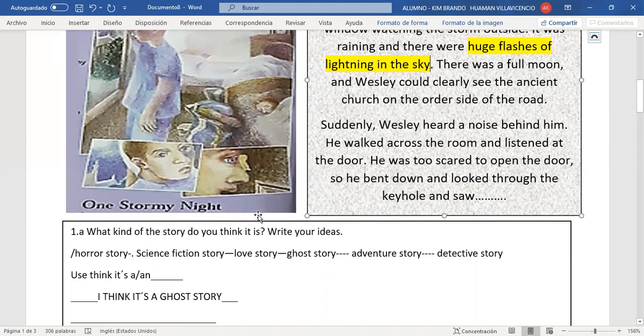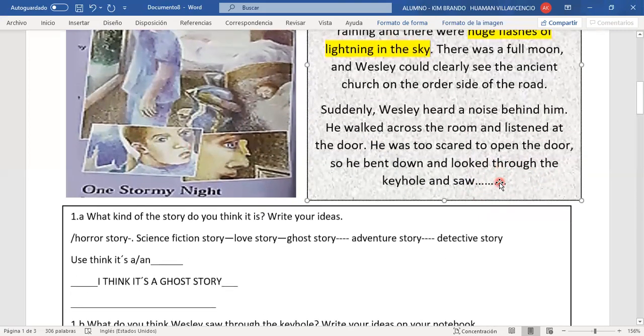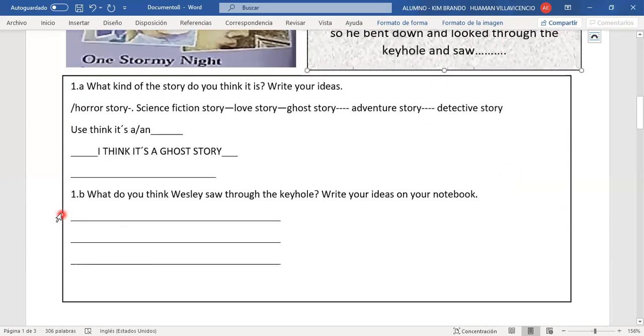Okay, look outside the door. He was too scared to open the door. He bent down, vio en el pequeño agujero, looking through the keyhole and saw... What do you think? ¿Qué piensan ustedes de qué habrá visto? ¿Un ghost? ¿O your mother? Maybe. Okay, letter B. What do you think Wesley saw through the keyhole? En la cerradura. Él miró por la cerradura, se inclinó.